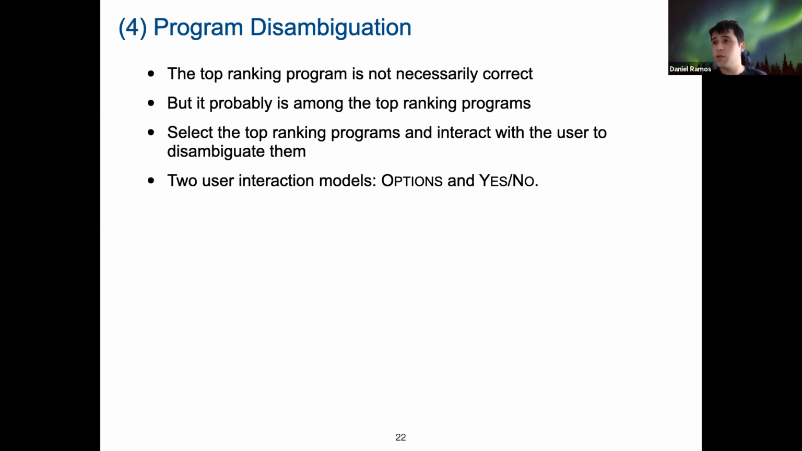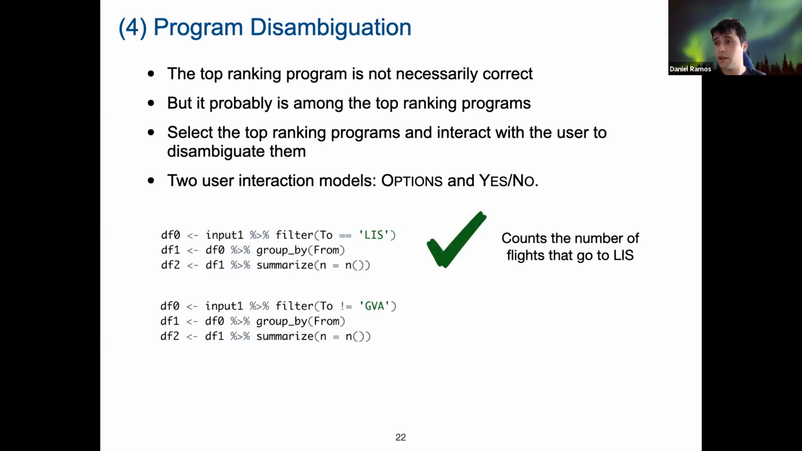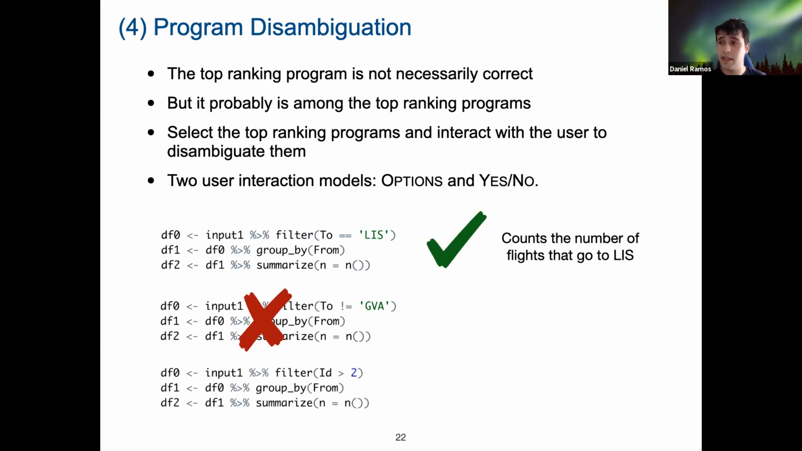And so to recall the examples I showed you earlier, this is the correct program. This is a program that counts the number of flights that go to Lisbon. So this is correct. And the other two that I showed you as well are incorrect. This one is filtering the flights that don't go to Geneva, so it's incorrect. And this one is also nonsense because it's filtering by ID.